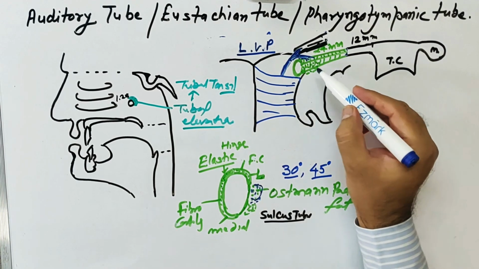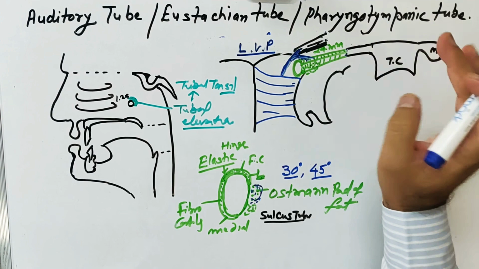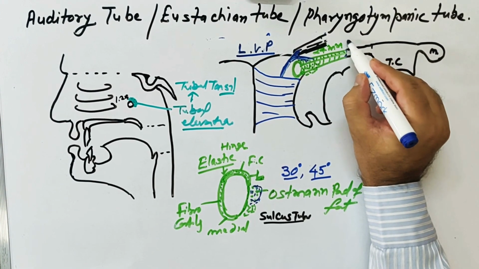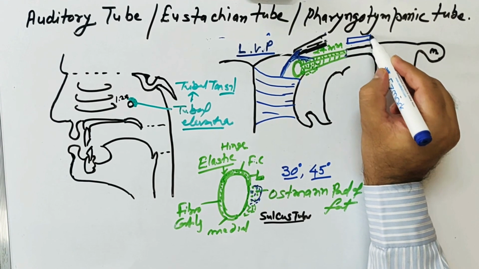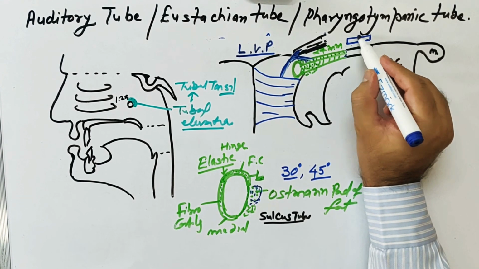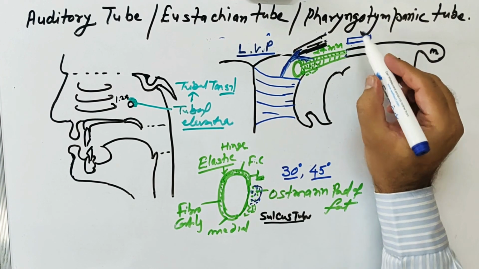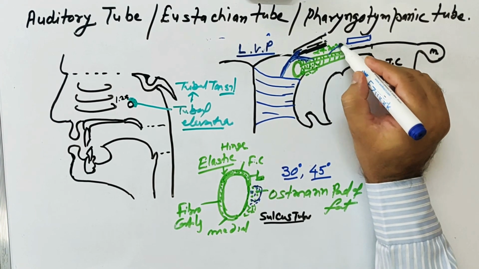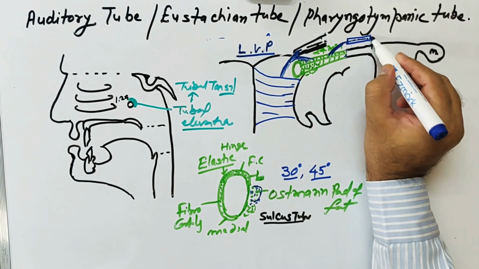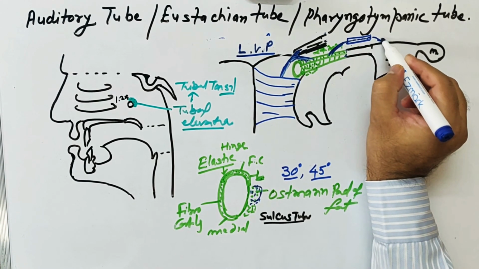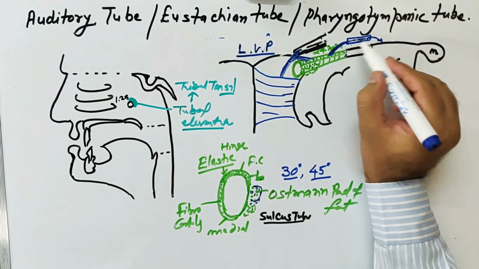Another muscle lies here. This is the tensor tympani. This is the tube for the tensor tympani. So the tensor tympani muscle also passes through this tube. So this is the tensor tympani muscle.